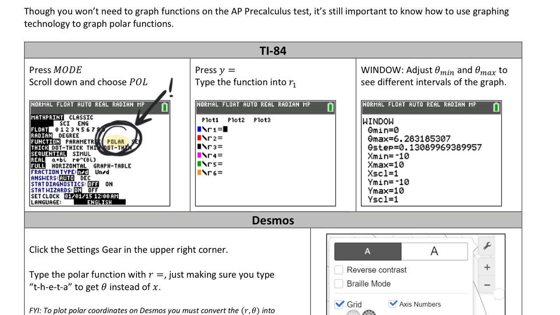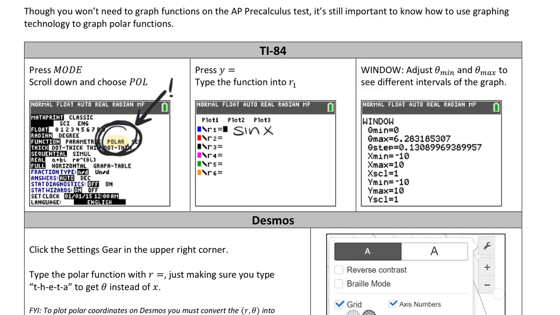Now, once we're in polar, you can quit the mode screen. When you press y equals and you're in polar, does it say y equals anymore on your screen? No, what does it say? Radius. The radius equals. That's great because polar functions are r equal to something. Everybody right now type sine of x. I just want you to see what that looks like.